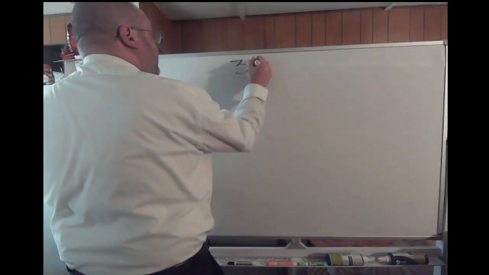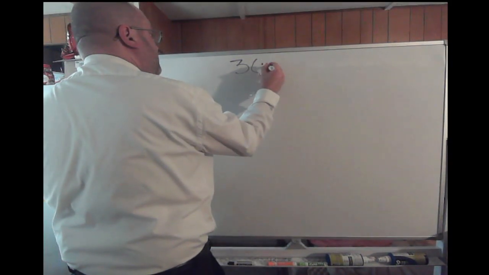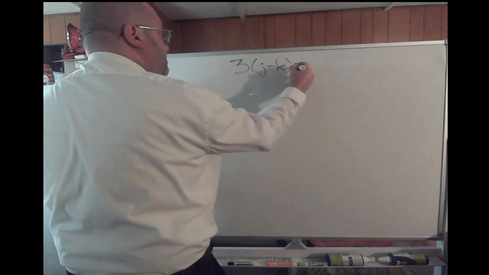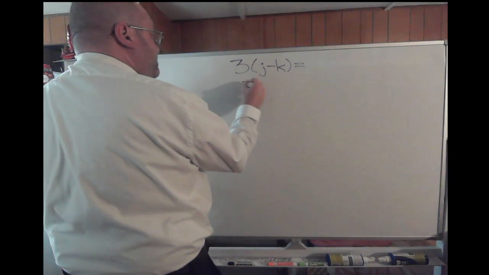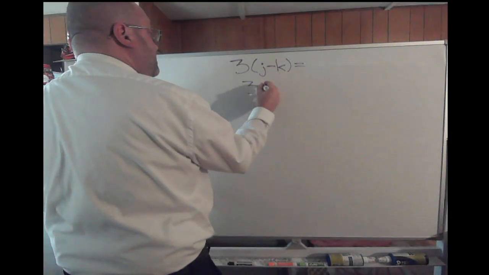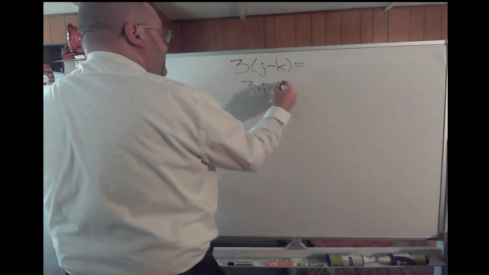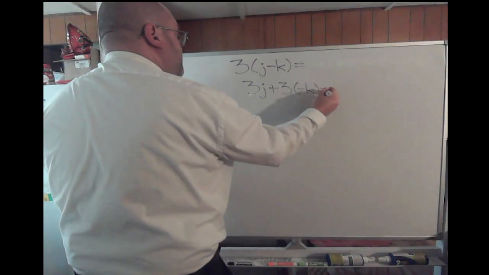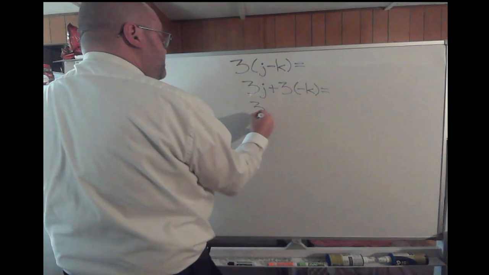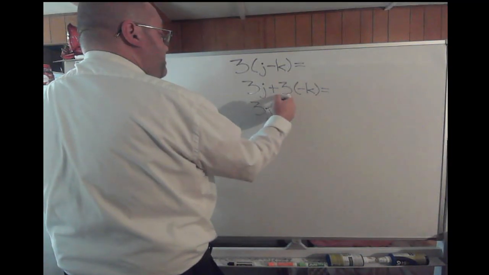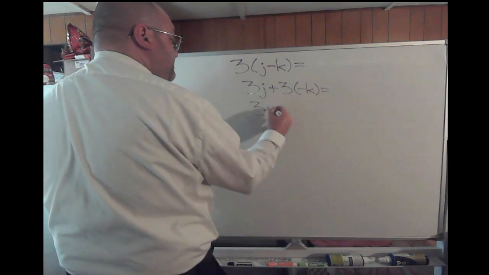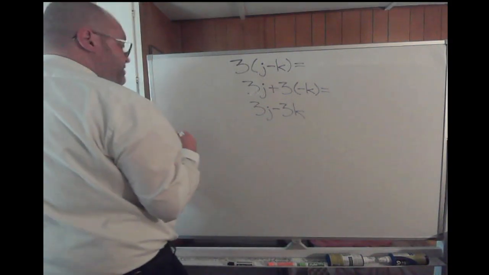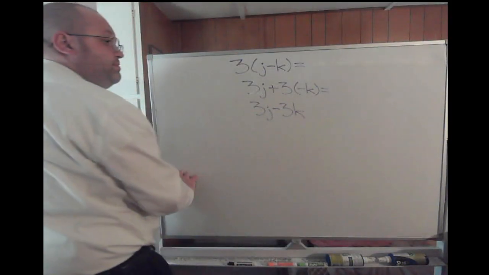Alright, we got 3 times j minus k. Well, to distribute this, we're going to take 3 times j, which would just be 3j, plus we'll take that 3 times that negative k, which when we go to simplify this further, you'll still have 3j. Now you have positive 3 times negative k, that would give you negative 3k, so you'd have 3j minus 3k. The answer you get is 3j minus 3k.